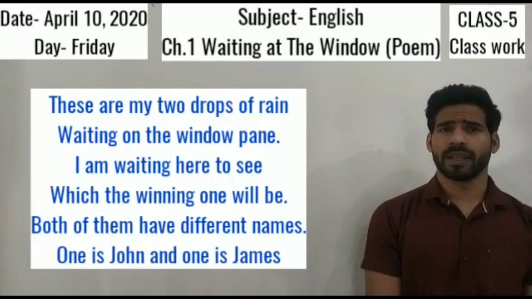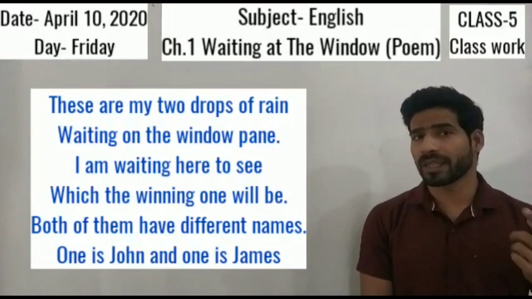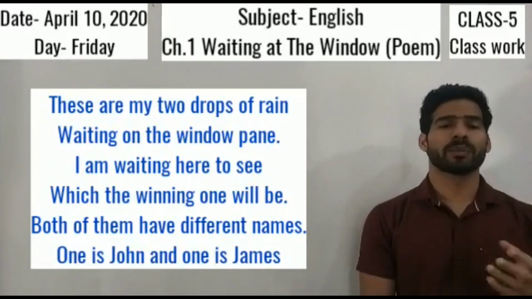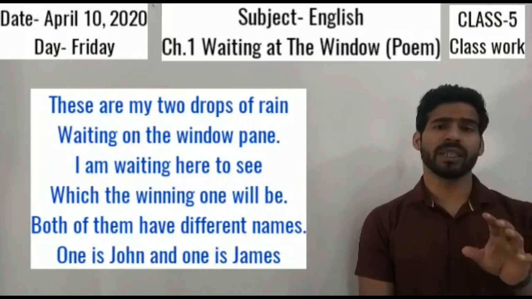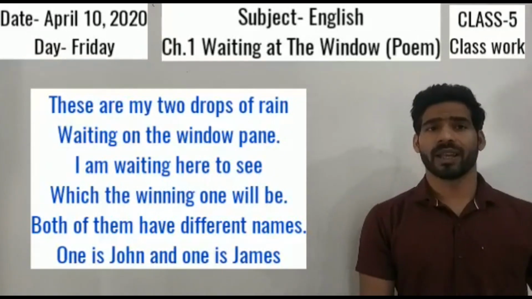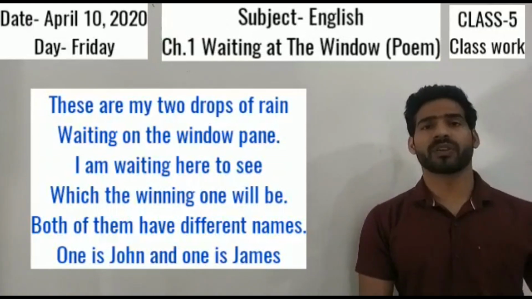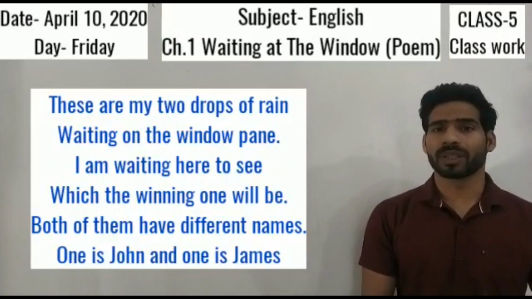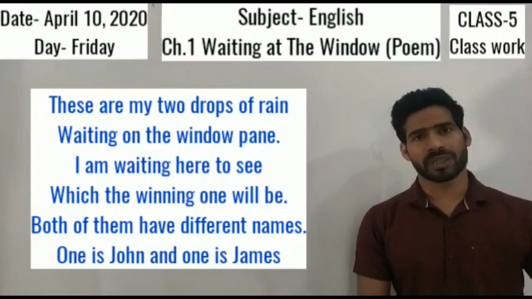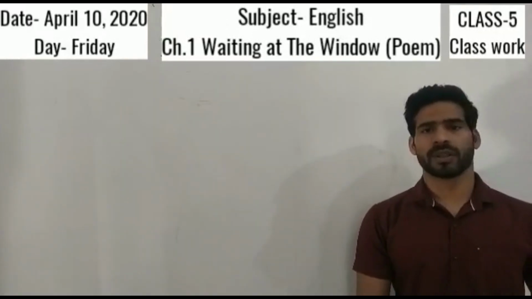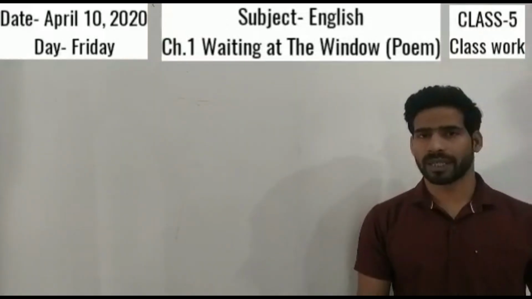And what did he do then? He thought of an interesting idea, and the idea was to have a race between the raindrops. And then he selects two of the raindrops and starts imagining a race between these two. And he named one raindrop James and the other John. Fine. Now let's move on to the next lines.